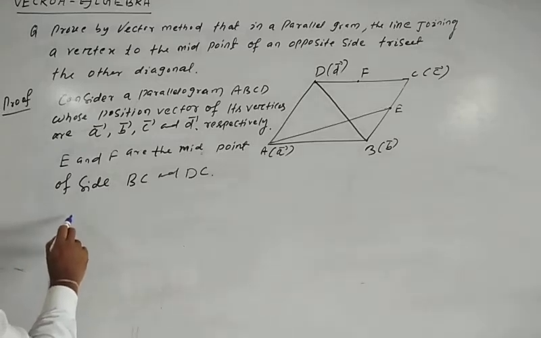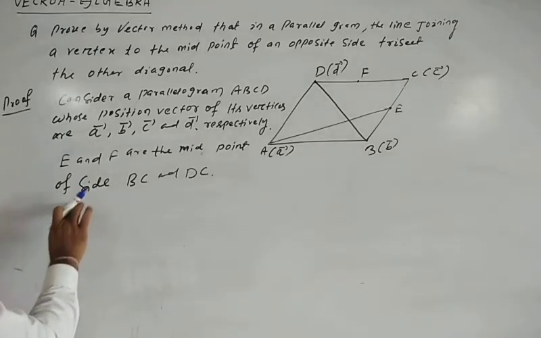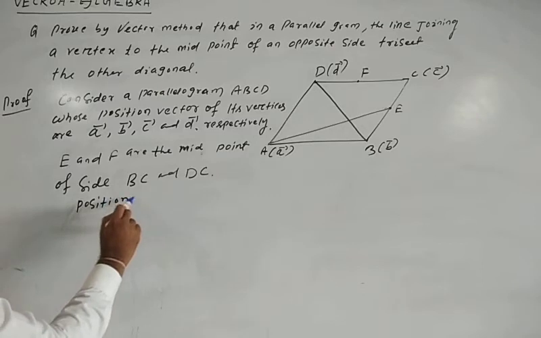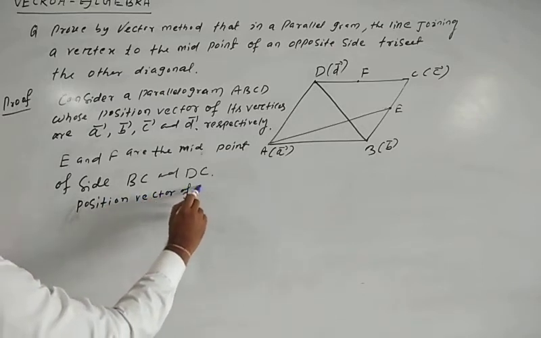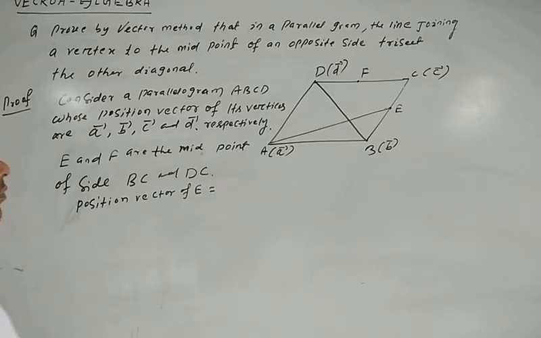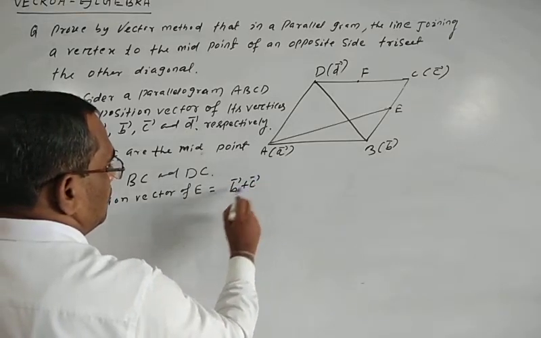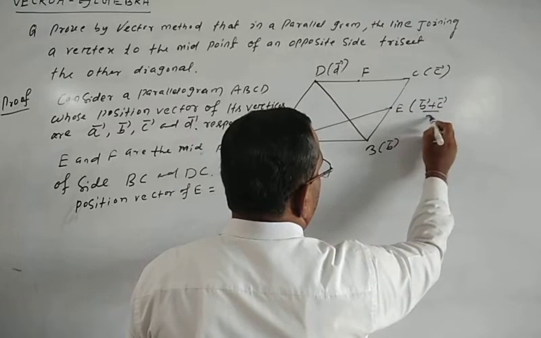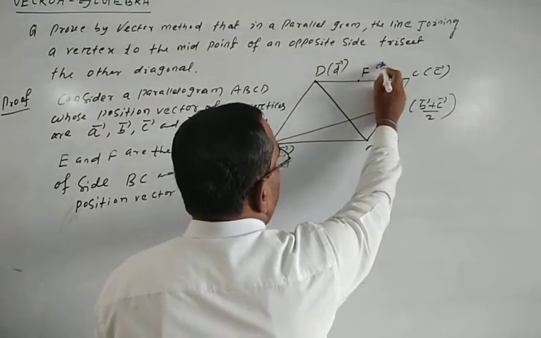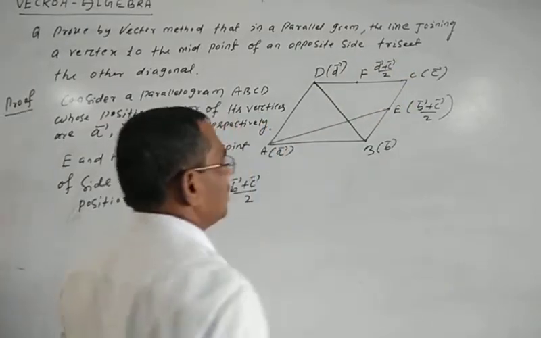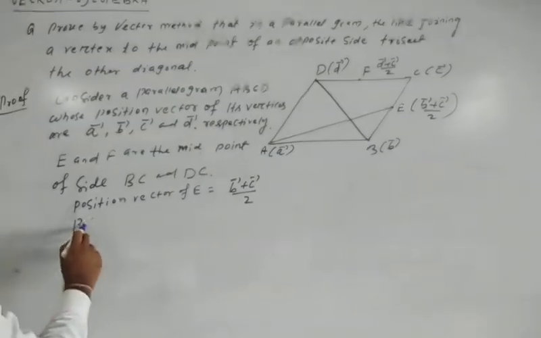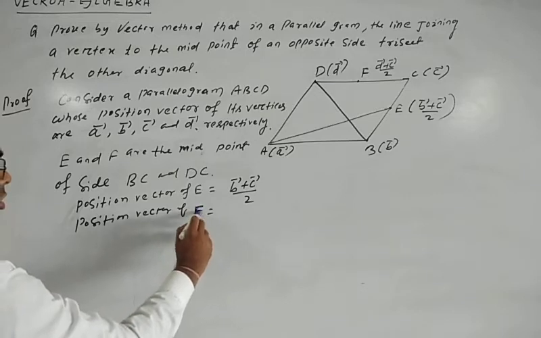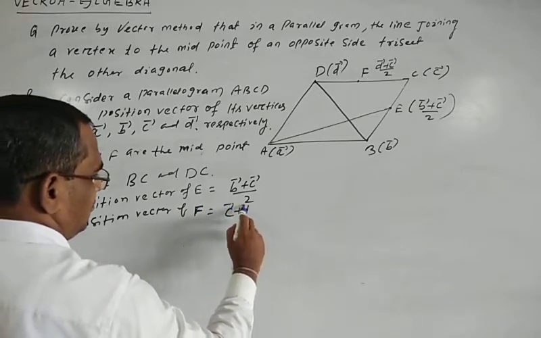So position vector of E equal to B vector plus C vector by 2, because E is the midpoint of side BC, and position vector of F equal to D vector plus C vector by 2.